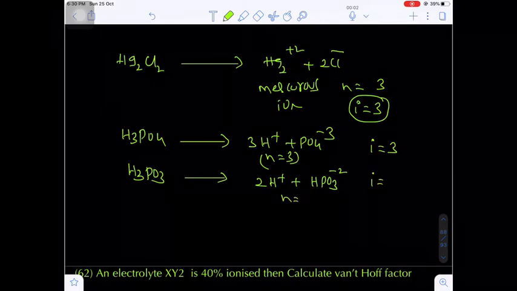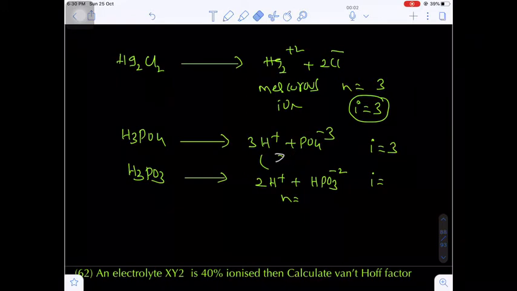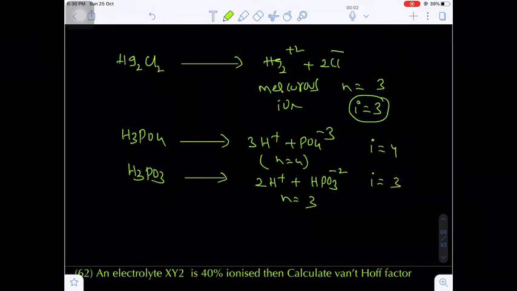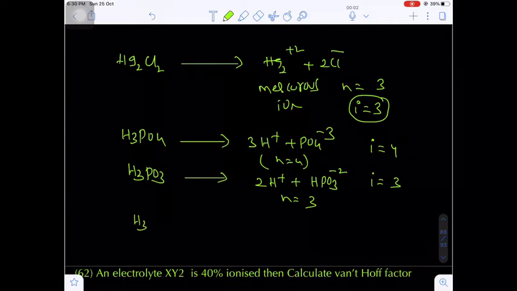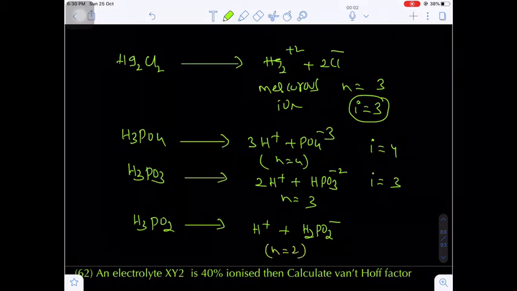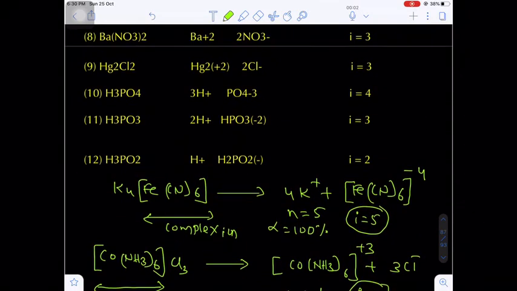So total number of ions will be, just wait, in the first case the total number of ions will be 3 plus 1, that is equal to 4. So that's why here the iota value equal to 4. But in the next case, total number of ions 2 plus 1, 3. So iota value 3. And number 3, hypophosphorous acid, that will be H3PO2. This is a monobasic acid. Only 1 H plus will be ionizable and the remaining 2 hydrogens are directly bonded with the phosphorus central atom. So total number of ions produced 2. So that's why here the iota value 2. Iota value what? 2. So this is very, very important.